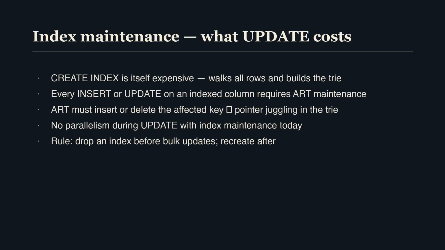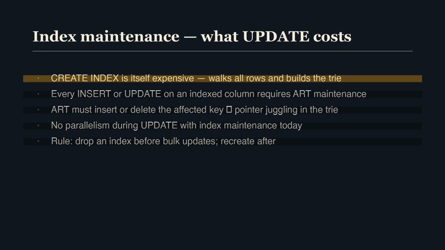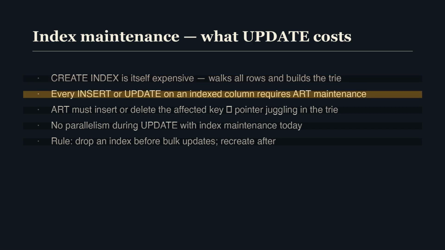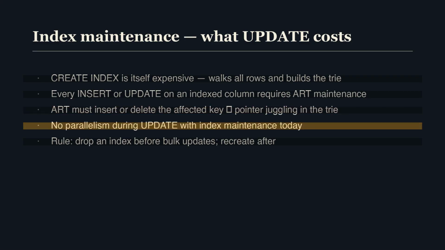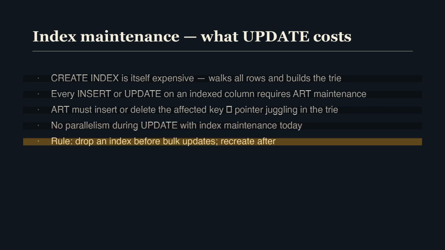Let's consider index maintenance and what update costs. Creating an index is itself expensive as it walks all rows and builds the trie. Every insert or update on an index column requires ART maintenance. ART must insert or delete the affected key, which involves pointer juggling in the trie. There is no parallelism during update with index maintenance today. As a rule, drop an index before bulk updates and recreate it after.